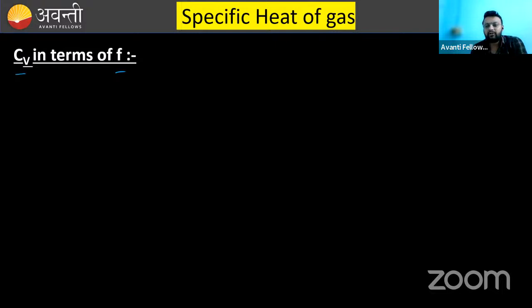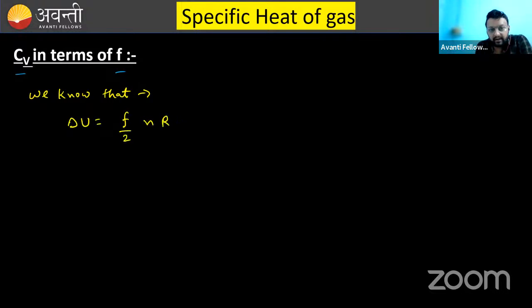F is what? Degree of freedom. So what we have seen till now: previously we have seen that delta U is equal to F by 2 N R delta T. Do you remember that we have written this equation? Delta U is F by 2 N R delta T.